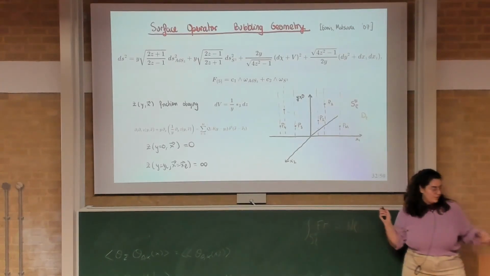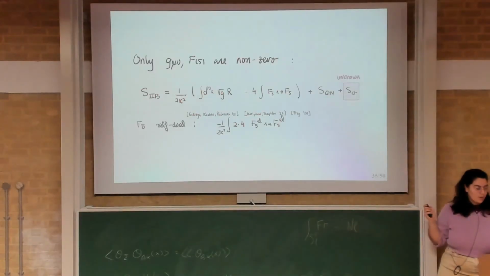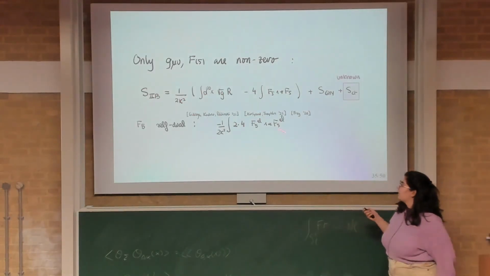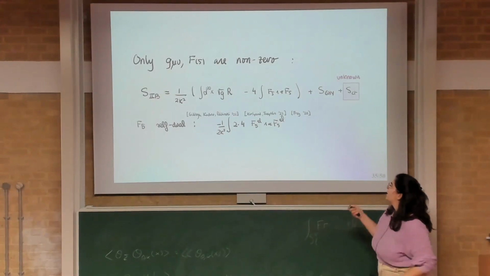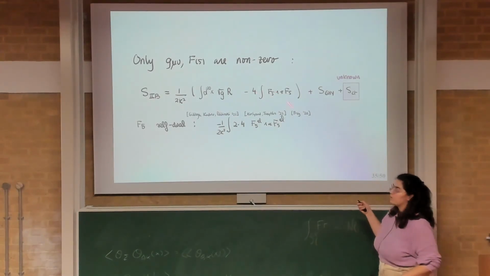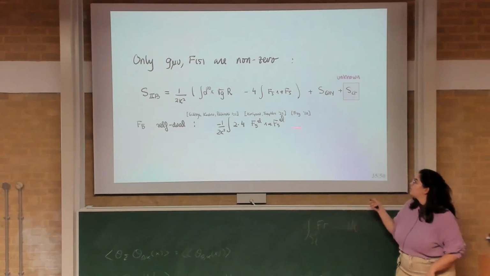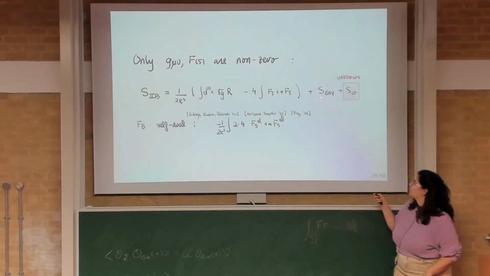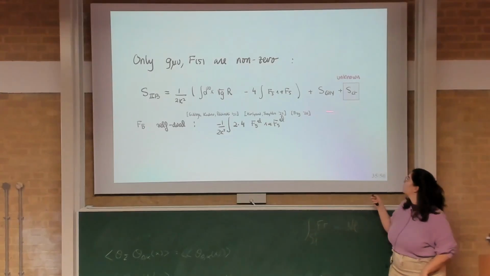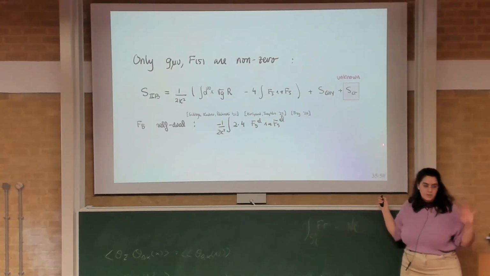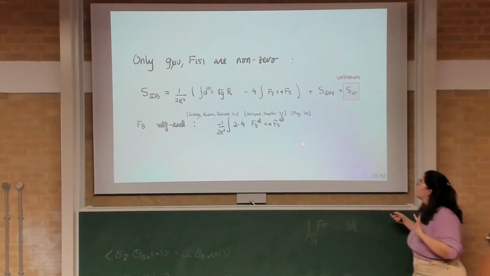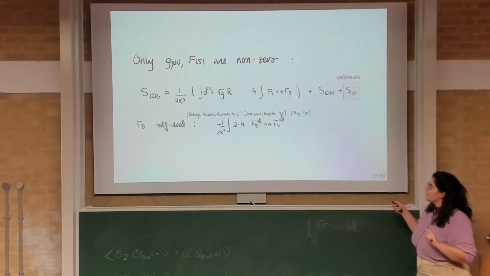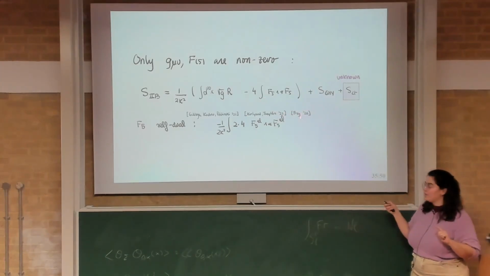Okay, so now I want to evaluate the type 2B on-shell action on this solution, and only the metric and the 5 form are non-zero. So this is the action. We have the Gibbons-Hawking-York term, and then we have the counterterms that we know they should be there, but they are completely unknown. And this is problematic because the 5 form is self-dual.